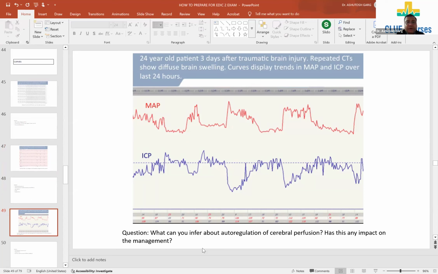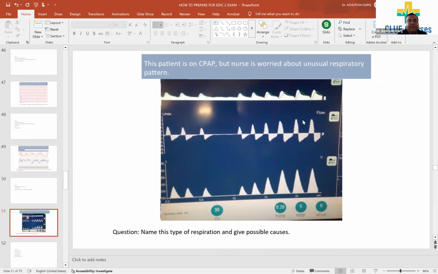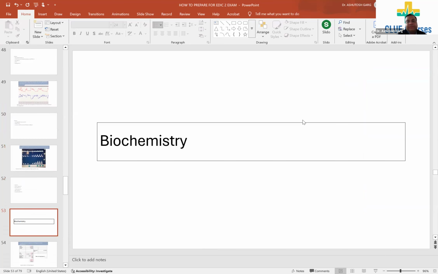Sorry. So 24-year-old patient, 3 days after traumatic brain injury, repeated CT shows diffuse brain swelling. So these are the ICP curve and MAP, mean arterial pressure curves. So basically they are asking you about the auto-regulation of the cerebral perfusion. So auto-regulation is preserved or not. These are the basic ventilatory curve graphics. Patient on CPAP, nurse is worried about unusual respiratory pattern. So Cheyne-Stokes breathing, heart failure, central causes.